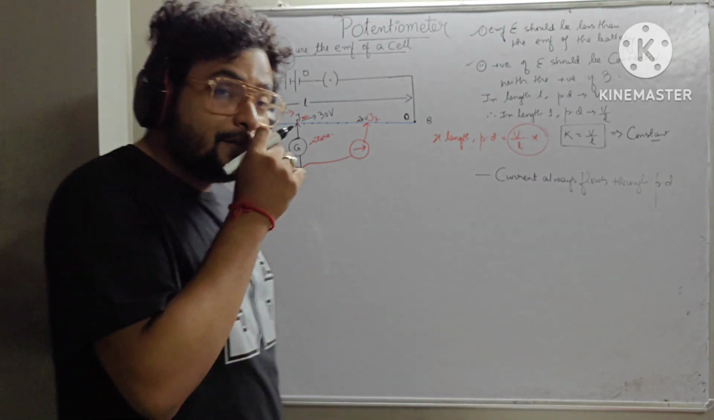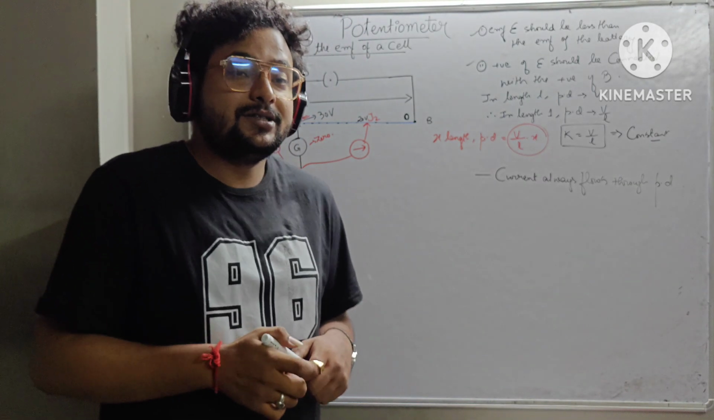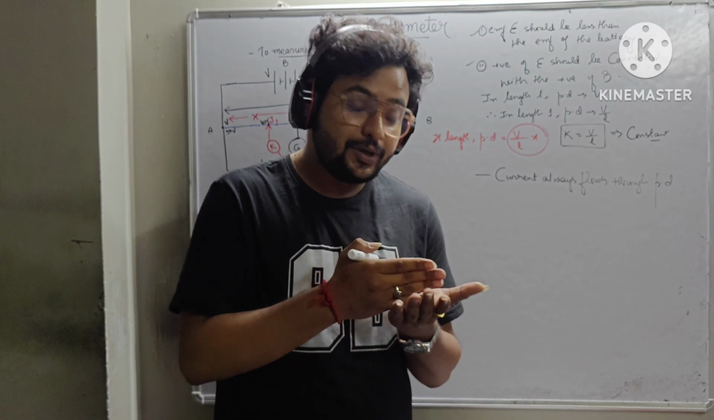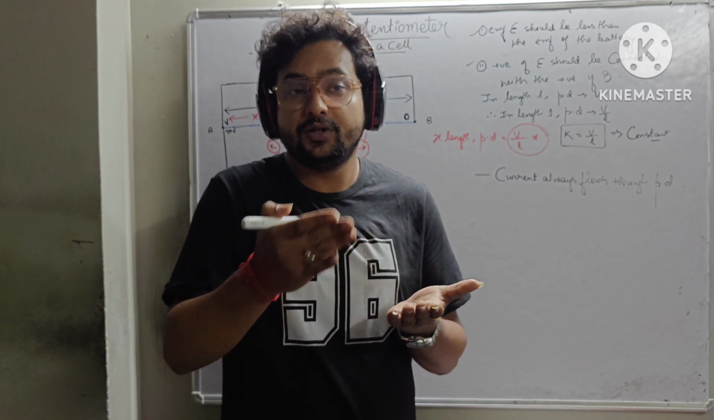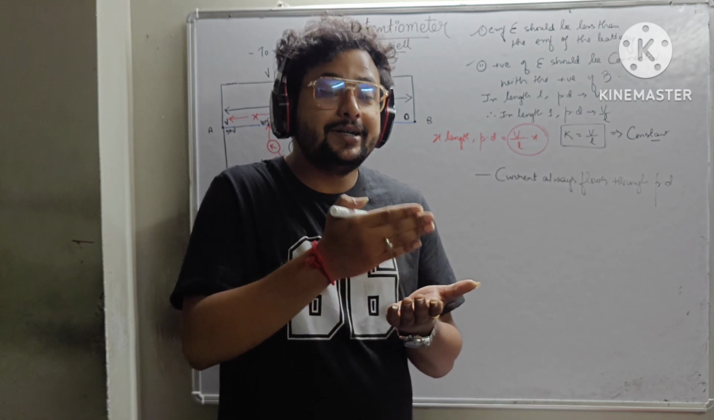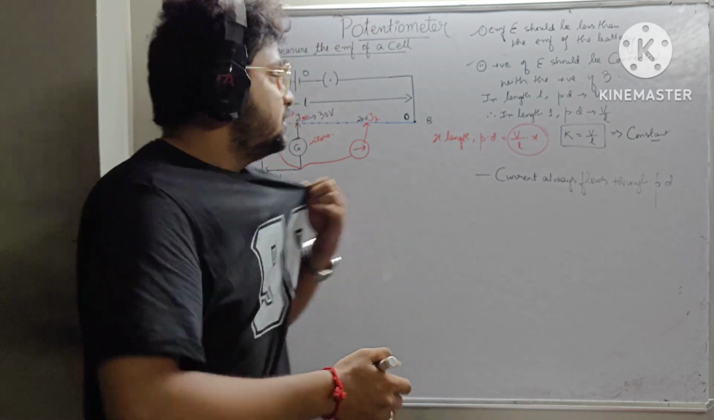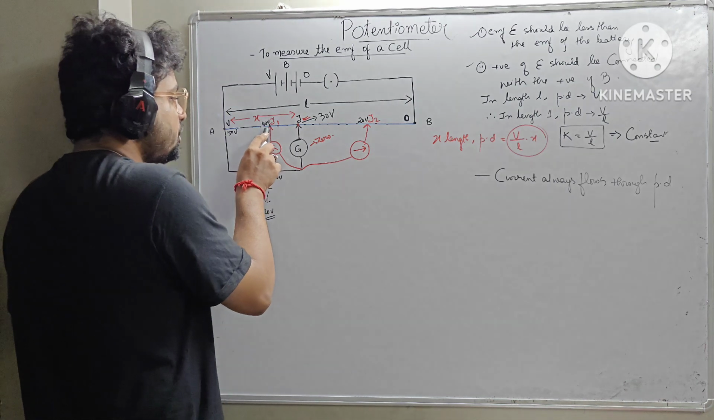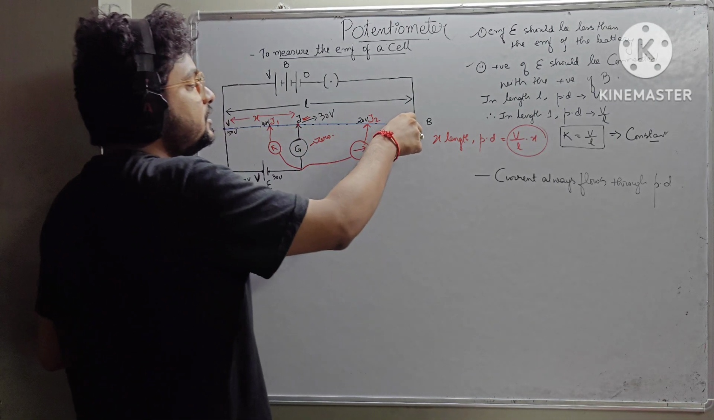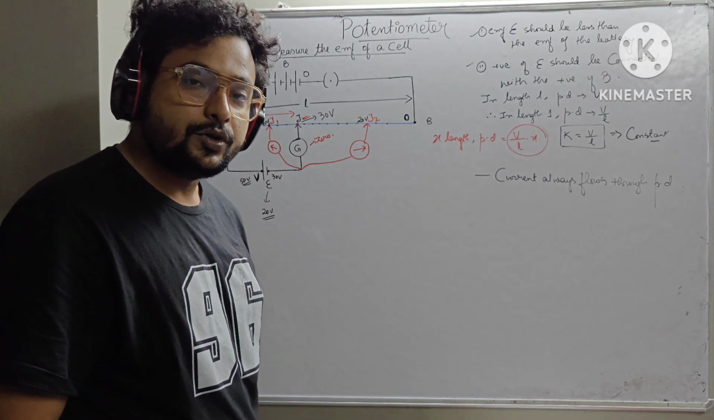Okay. Now, when you are searching, when you are just touching the jockey at different points, what you are actually doing is touching the jockey at different potentials. Suppose I have touched the jockey at 40 volt. Suppose I have touched the jockey at 30 volt. Then suppose 20 volt. Then suppose 10 volt. Then suppose 0 volt. Okay.